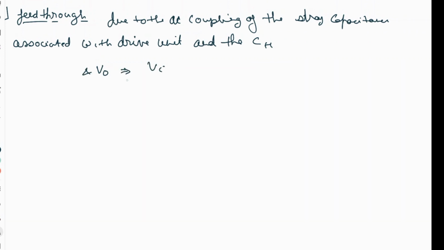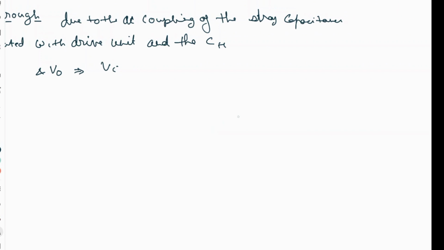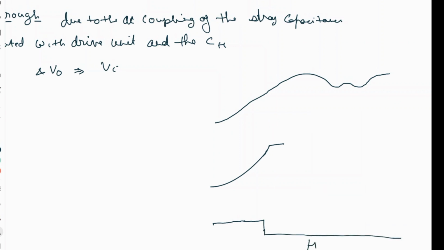Suppose we have an input voltage, and then, depending upon whether we are sampling or holding, the output voltage. Suppose we are at hold voltage, so there should not be any change in this voltage, but because of this feed through, a little change in the input voltage also leads to a little change in the output voltage, because of this AC coupling.